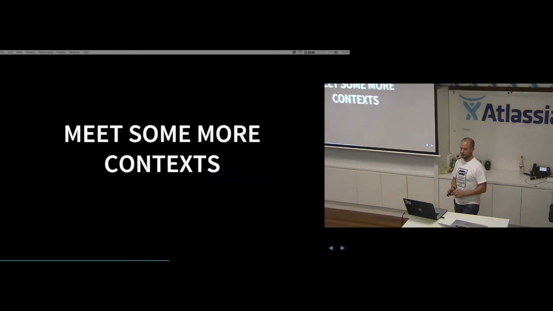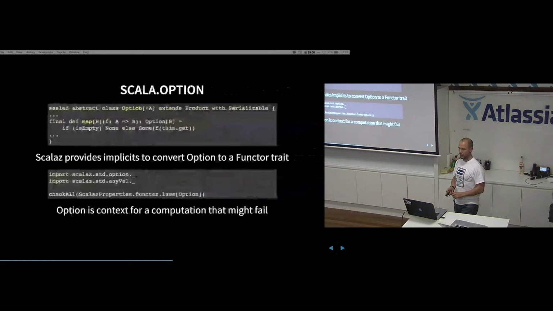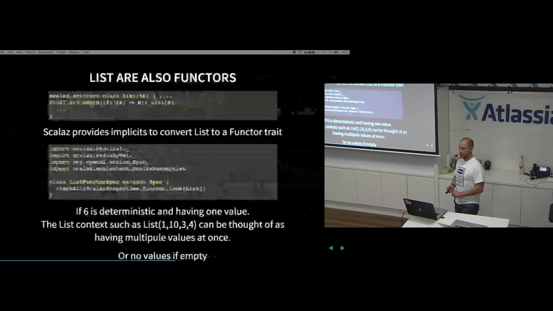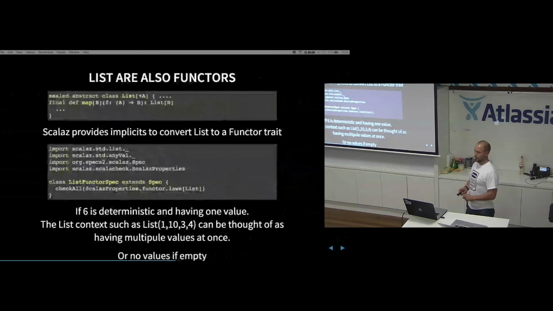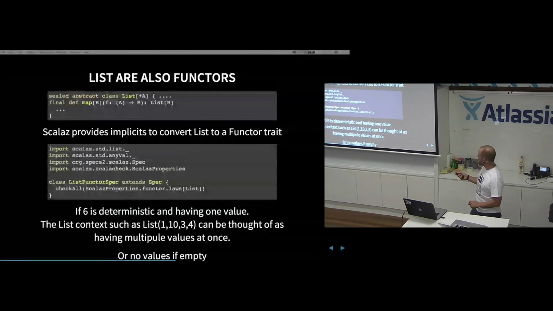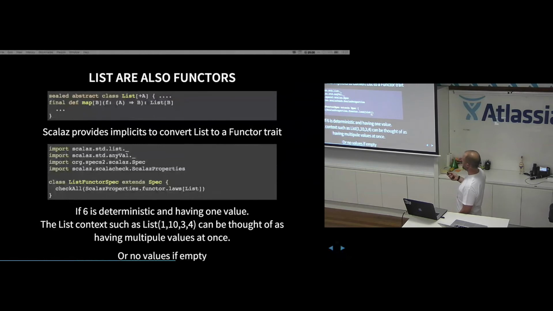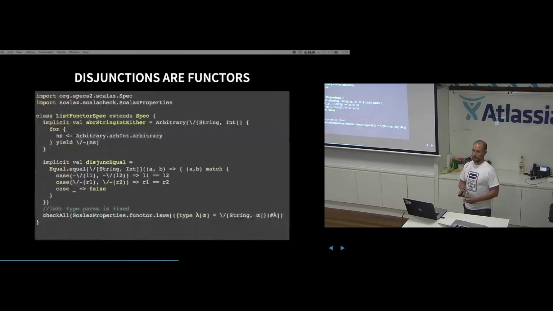There's lots more context available. So we have ScalaZ Option, which is effectively the same as the cage which we talked about, an option for computations that might fail. Lists are also functors. Here we can show that lists are also functors, because we can prove that by using the ScalaZ properties check. And we have the map method here, which implements that. Disjunctions, if anyone's come across disjunctions, are also functors as well, and we can prove that by applying this to the functor laws.